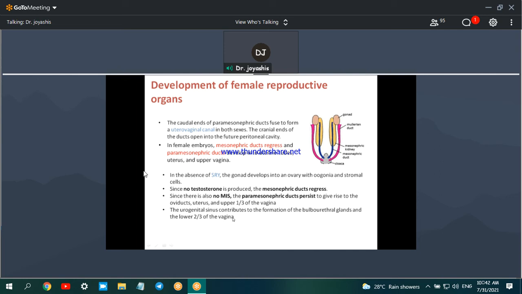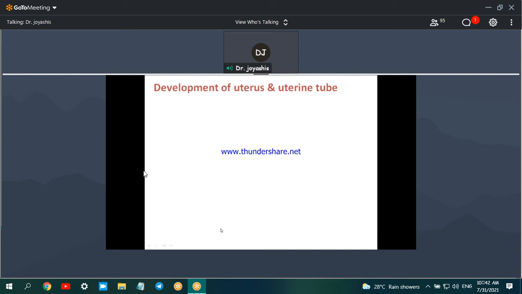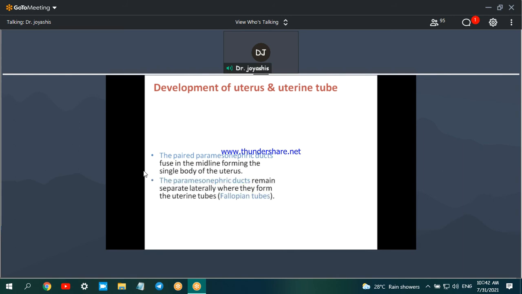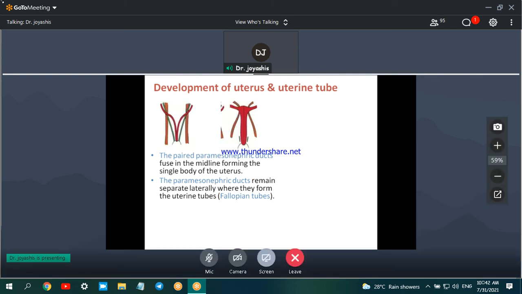The mesonephric ducts regress in the female due to the absence of testosterone. Since there is also no anti-Müllerian inhibitory substance, the paramesonephric ducts develop in the female. This gives rise to the oviducts, uterus, and upper vagina. The urogenital sinus contributes to the formation of the urethral glands and the lower portion of the vagina.